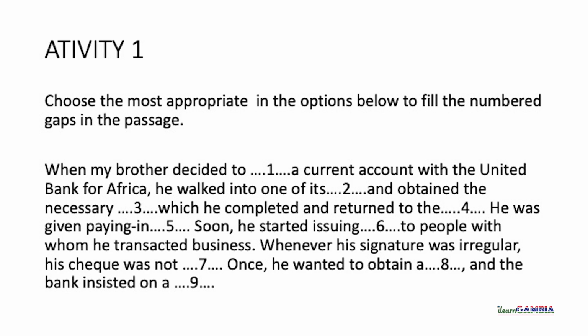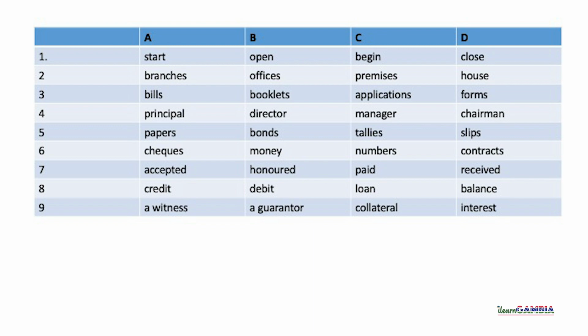Now, we have 9 gaps there, which need to be filled with the appropriate words. Now here are the options you have to choose. Number 1, if you want to answer that, you either choose start, open, begin, or close. Good. The same applies to number 2. You either choose branches, offices, premises, or house. Then up to number 9.